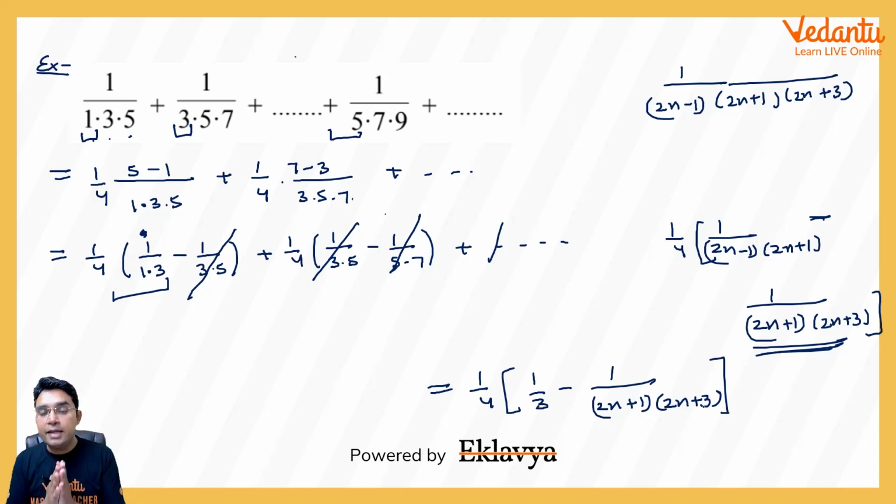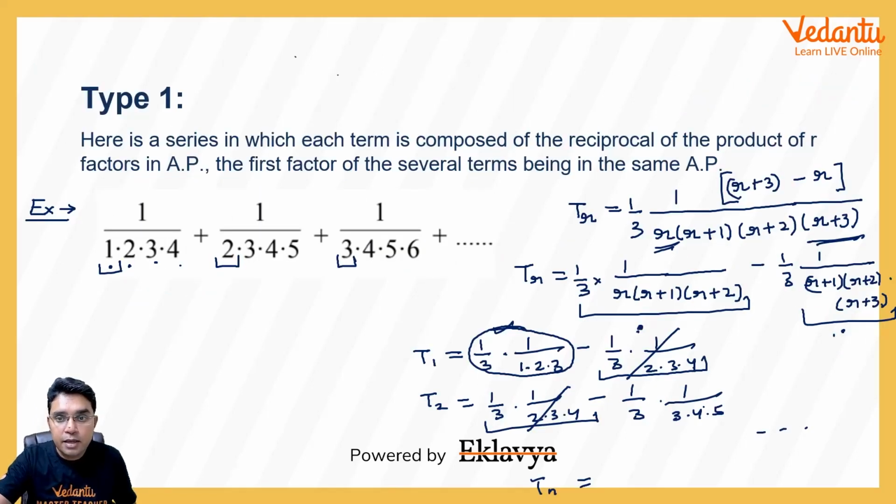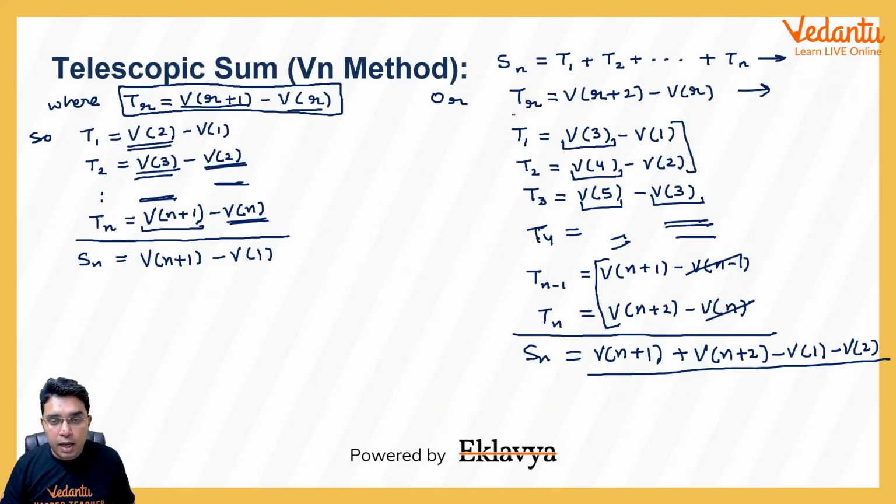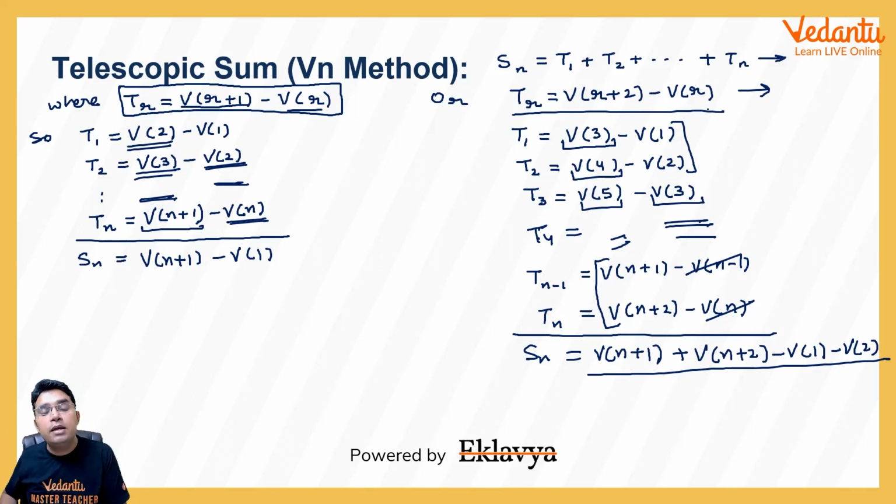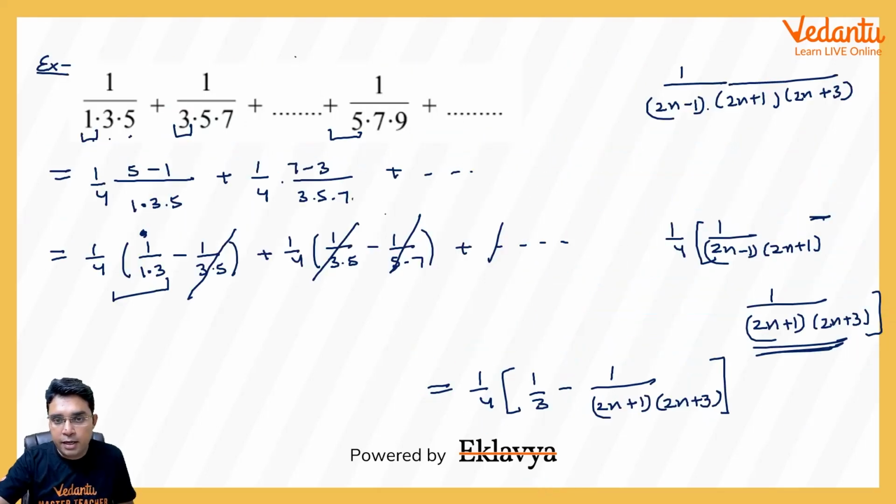Okay, I have taken examples in which you can see the cancellation immediately. But there are possibilities, as I told you, that if your TR comes out to be like this, then this cancellation may occur after a gap of terms. Okay, I'll just give you an example on that. You can note it down and you can do it yourself.